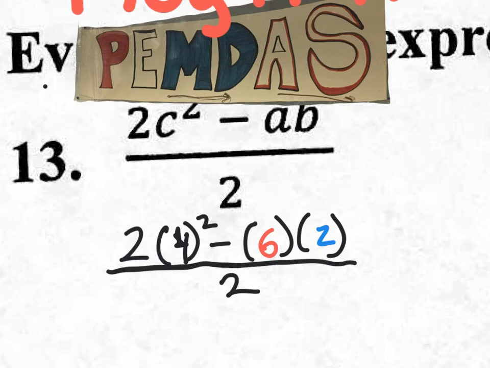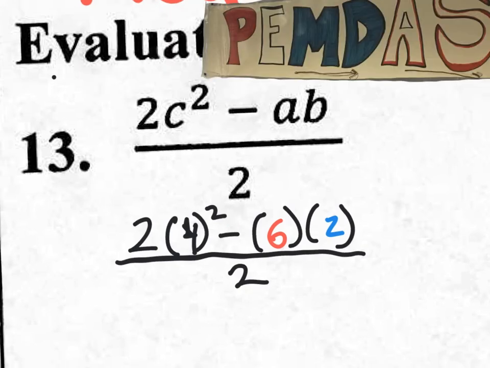Now let me actually do the math. Now remember, when you have a division bar, do the top, get an answer, do the bottom, get an answer. There's nothing to do on the bottom. And then at the very end, worry about dividing. So on the top, we have multiplication, we have exponents, and we have multiplication, and we have subtraction. So the first thing to do is there are no parentheses. I mean, well, there are, but there's nothing to do inside the parentheses.